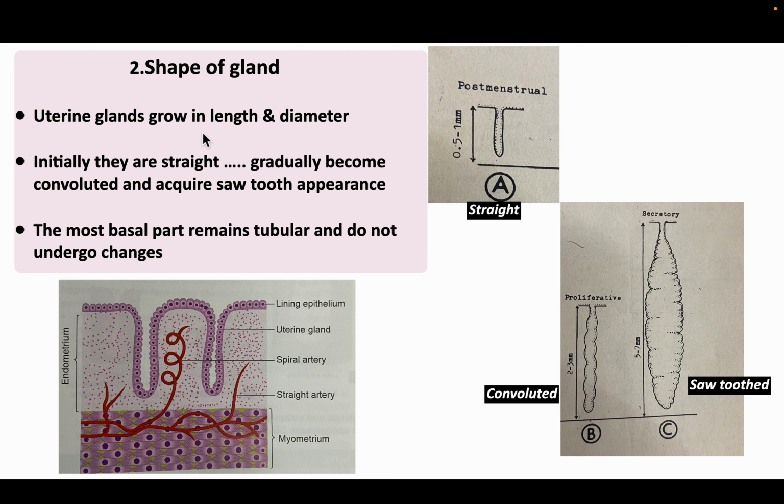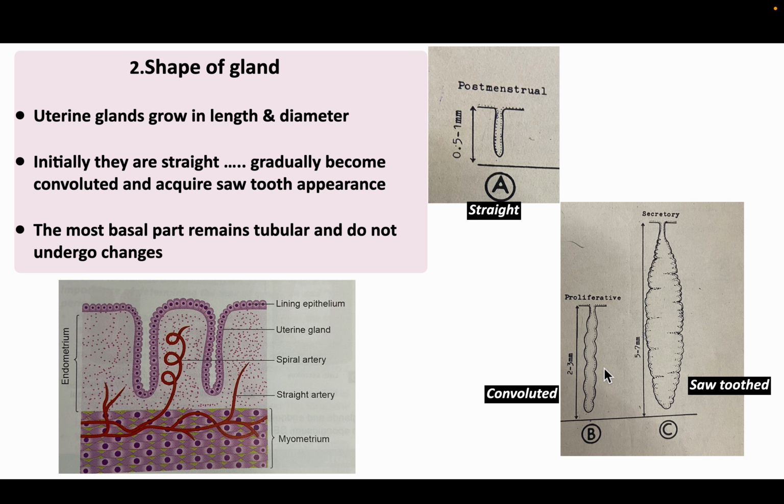Now coming to the shape of gland. The uterine glands grow in length and diameter. Initially they are straight, you can see in the diagram. When the endometrium thickening is about 0.5 to 1 millimeter in the postmenstrual state, they are straight.